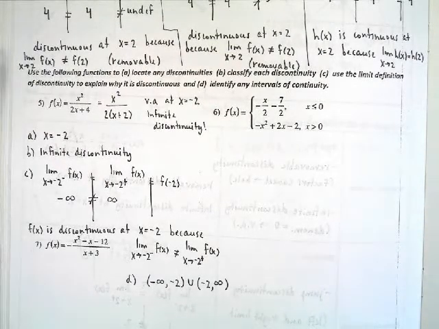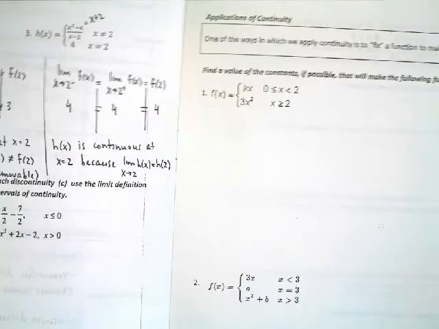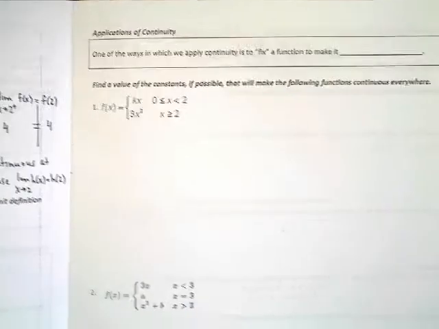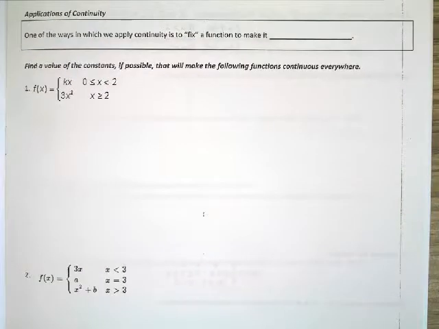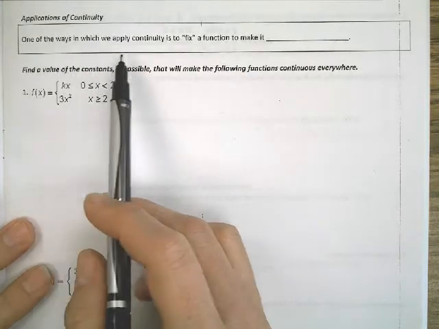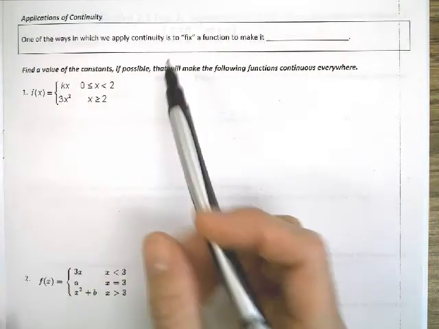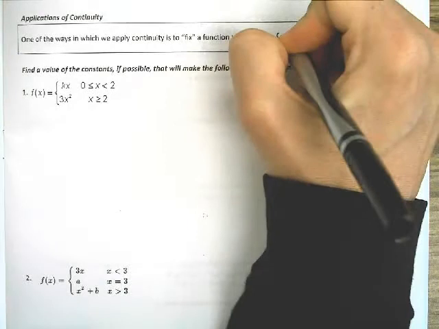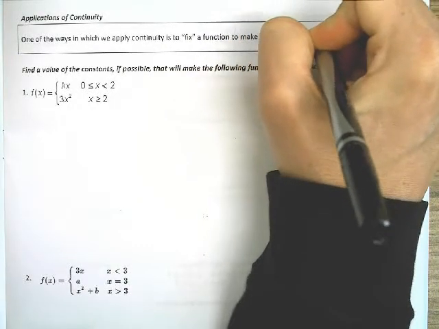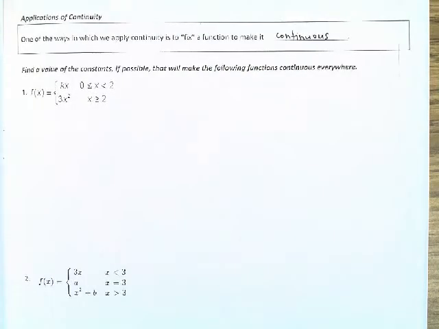So the last thing we're going to do quickly in this video, and we're only going to do one example. This is something we'll definitely talk about when we're back in class. We're going to look at some applications of continuity. Some problems that will definitely come up in the AP multiple choice test. So one of the ways in which we apply continuity is to fix a function to make it continuous. And here's what we mean.